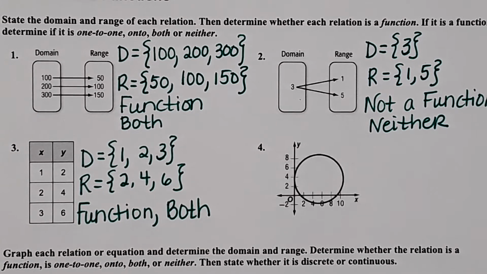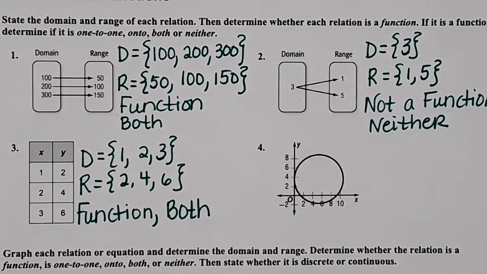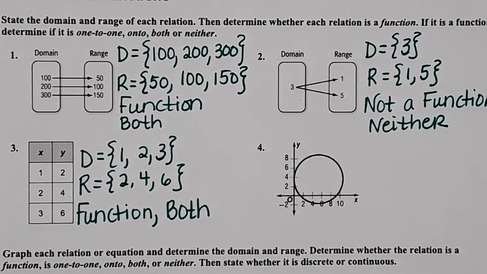Like everything in the domain has one element in the range. There's nothing repeating. So if you always have one element in the domain and it matches one element in the range, then it's always going to be both. We'll do one that's just 1 to 1.